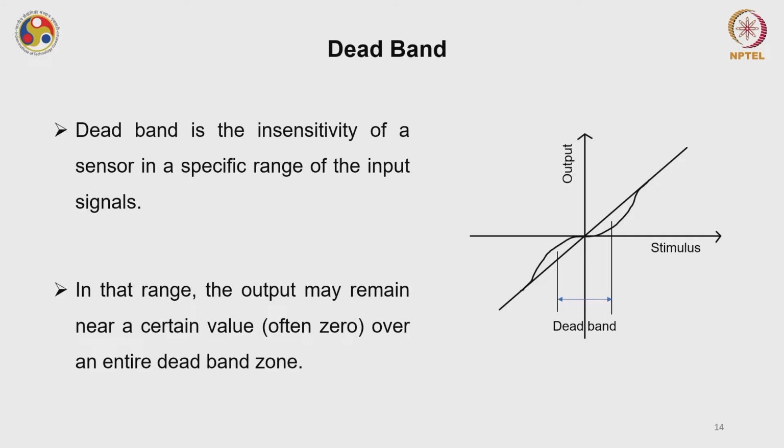Let us understand this with data. This is a transfer function of a sensor. If you see in this range, the output is not changing. It is remaining 0, even if you increase the input. This zone is known as deadband. You should always avoid operation of your sensor in the deadband or dead zone.